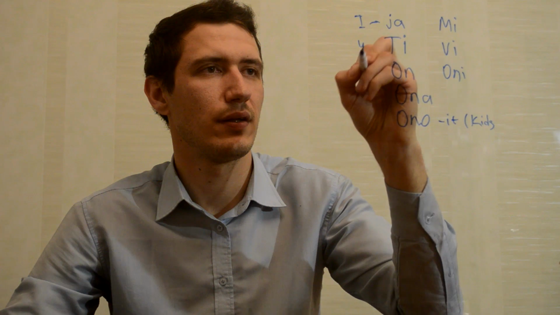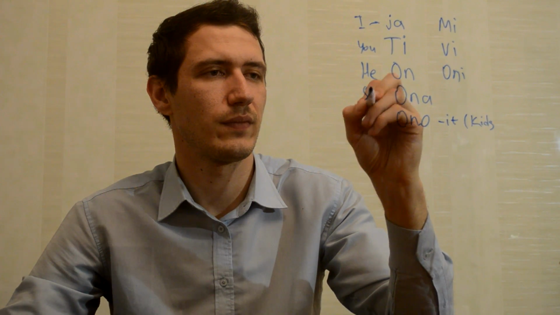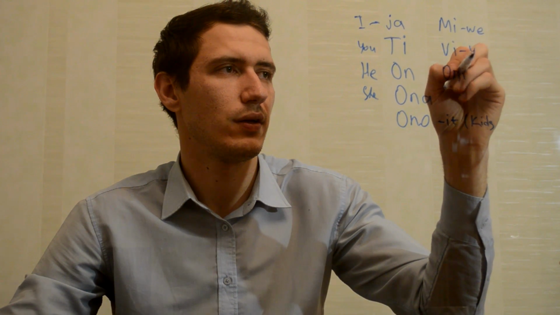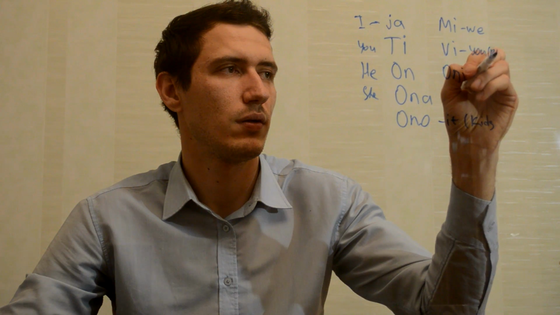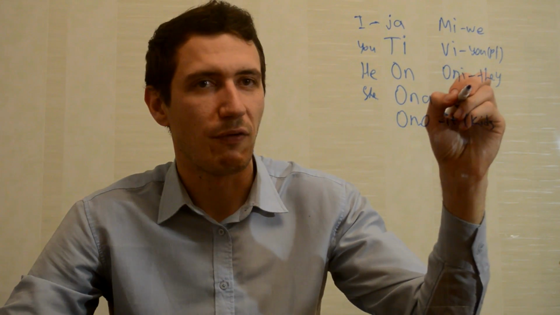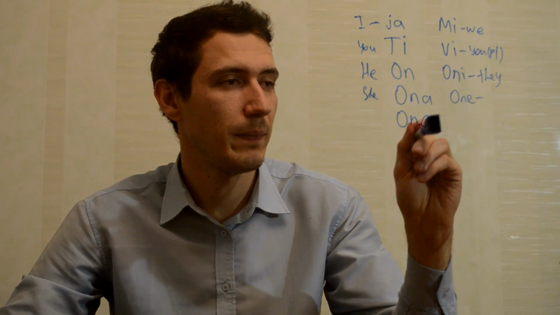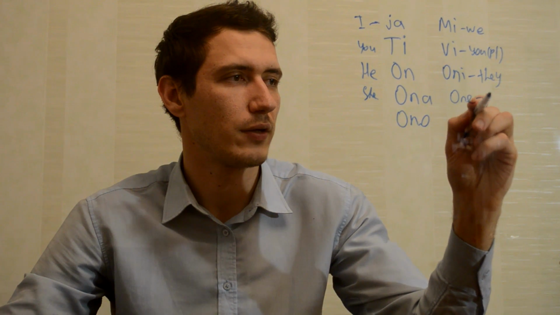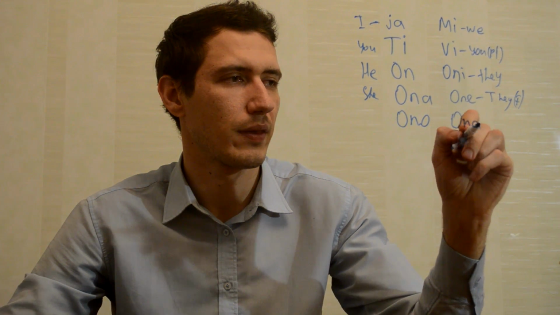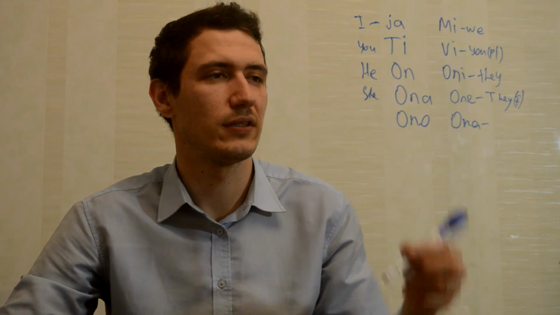I, you, he, she, we, you plural, they. If it's a group of men, it would be oni. If it's a group of women, also they, one. Ono, a kid. Ona, group of kids.